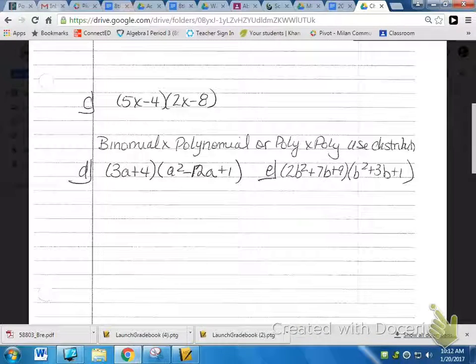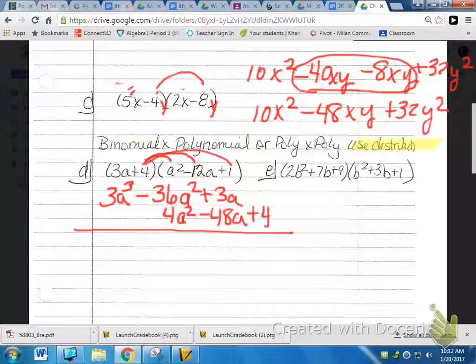Okay, I'm going to add something to those binomials so you can see what to do with this situation. I'm going to add 5x minus 4y and 2x minus 8y, just to show you that it can be done. 5x minus 4y and 2x minus 8y. And I'm going to do the same exact thing I just did, FOIL. First, 5x times 2x would be 10x squared.